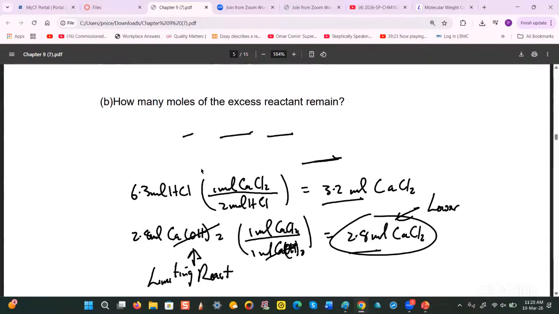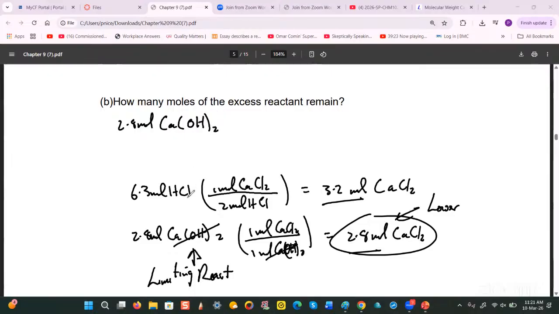This question is asking how many moles of the excess reactant remain. We know that the calcium hydroxide is the limiting reactant. So to answer this question, based on the limiting reactant, I would figure out how much of the excess reactant will react with this much of the limiting reactant. Once I find out how much of the excess reactant reacted, I'd subtract that from the original amount of the excess reactant. So I'm going to start off with the 2.8 moles of calcium hydroxide, because that is the limiting reactant.